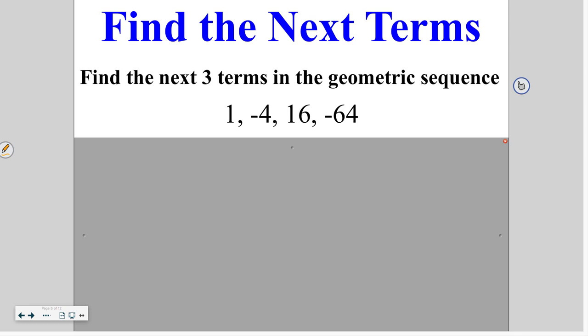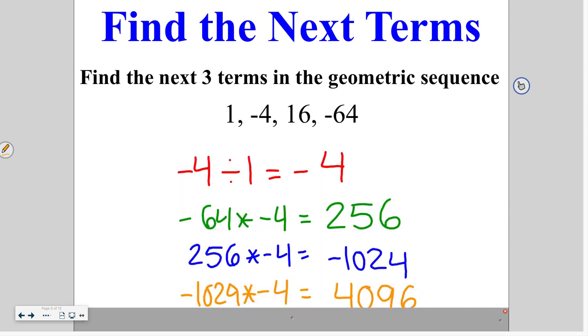Go ahead and try this one on your own. Taking -4 and dividing by 1, the common ratio is -4. Multiplying by -4 over and over, we get 256, -1024, and positive 4096.